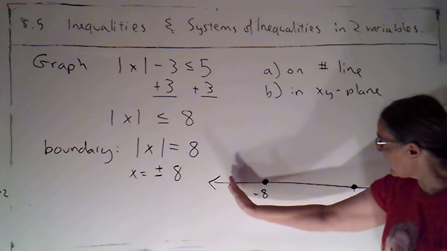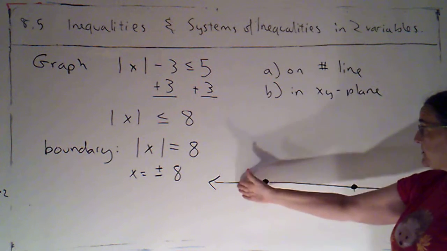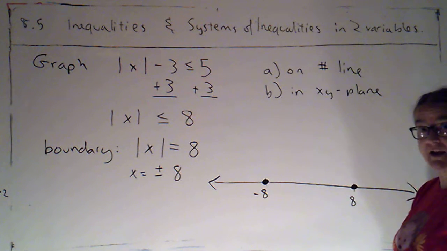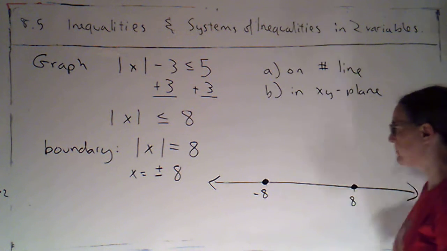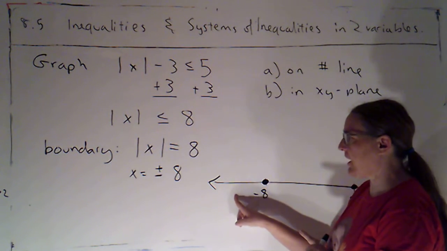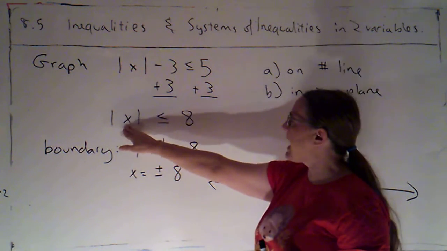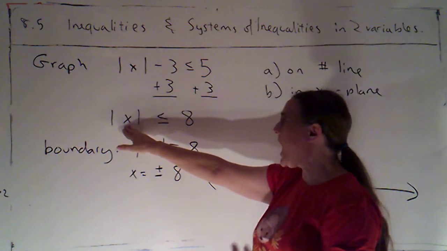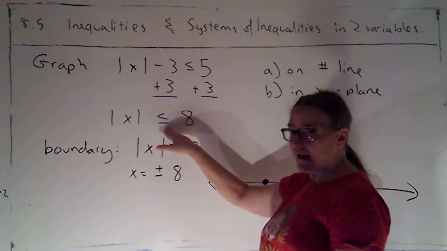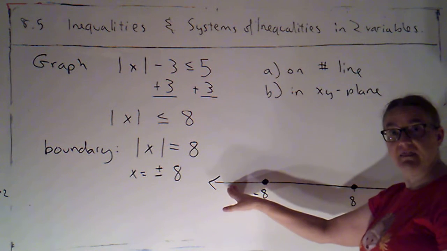Now, as I said, there are 3 subintervals. What we can do is just pick a test number from each one to see whether we shade it or not. To the left of negative 8, let's try negative 9. If we plug that into the inequality, the absolute value of negative 9 would be 9. That is not less than or equal to 8, so we will not shade this portion.